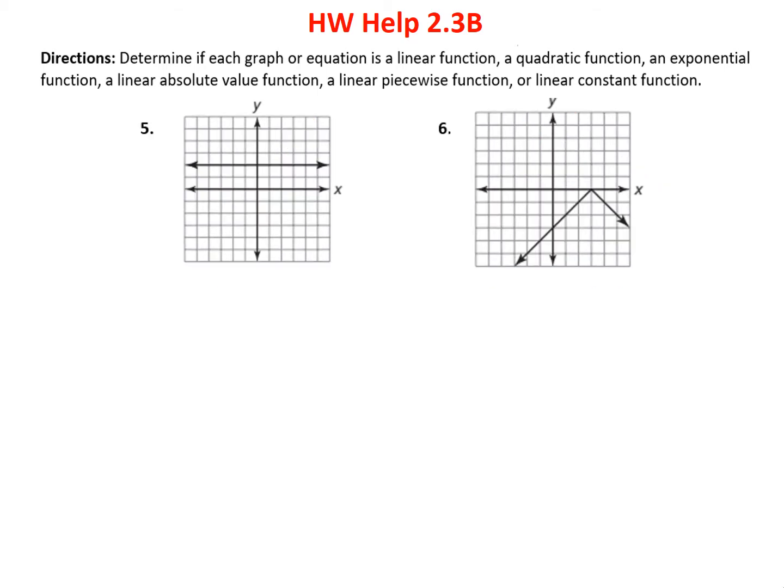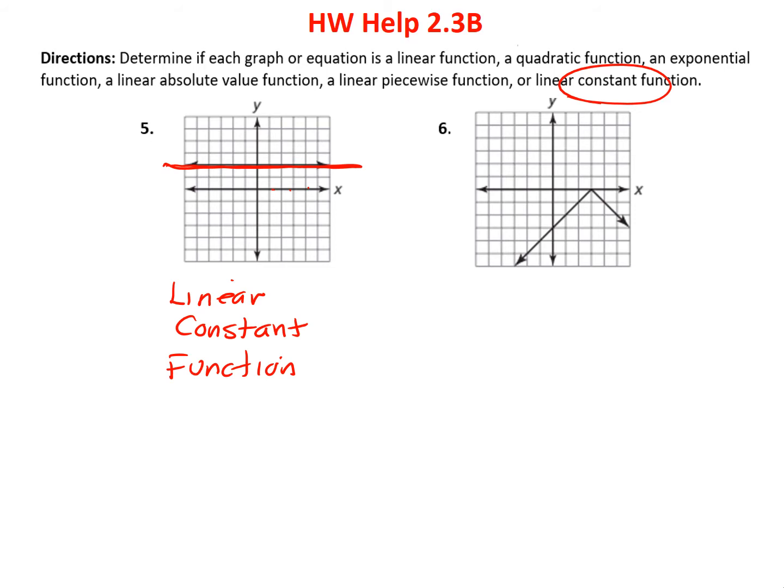So look at problem 5. You notice on the one hand that this is a straight line, so you can say that this is a linear function. We do distinguish, though, one particular kind of linear function, and that's the linear constant, because notice that whatever x is, y is always the same value. So when we have a horizontal line, we call that a linear constant function. It is a linear function. It's a subset of that, a linear constant function.